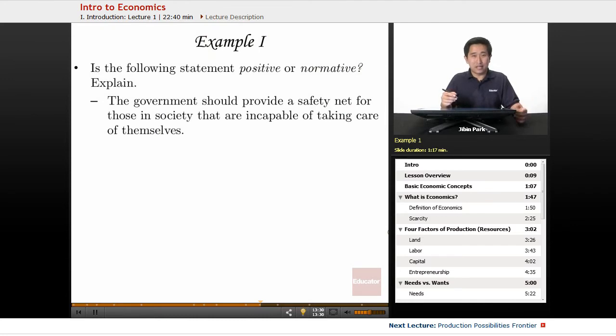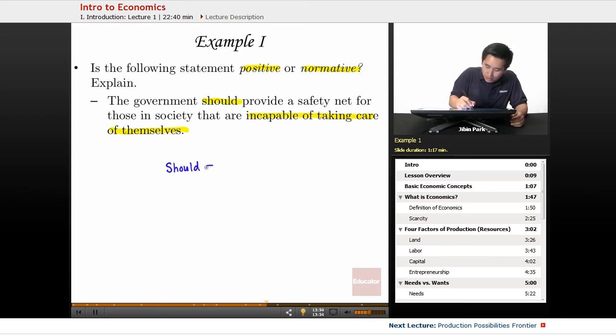So let's take an example of how some of these basic concepts would actually play out. Is the following statement positive or normative? Let's explain. The government should provide a safety net for those in society that are incapable of taking care of themselves. This is a great sentiment, but the key word here is should. What that implies is that this is a normative issue.